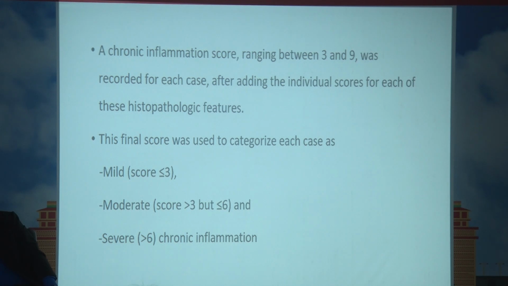And then a chronic inflammation score ranging between 3 and 9 was recorded for each case after adding the individual scores for each of these histopathologic features. This final score was used to categorize each case as mild, moderate, and severe.